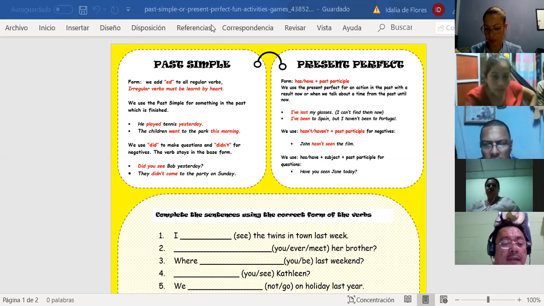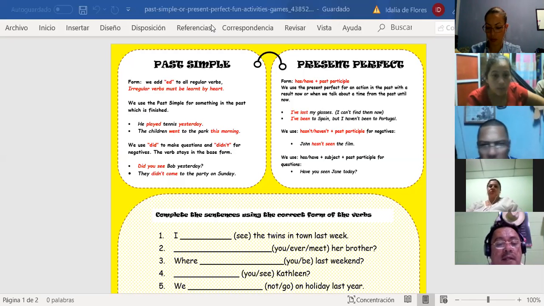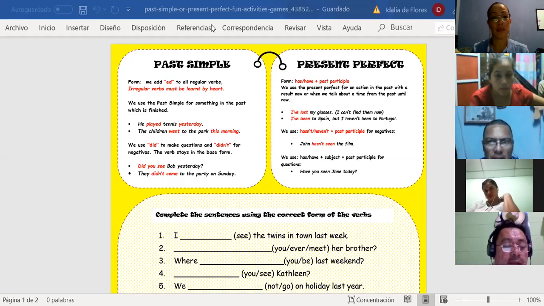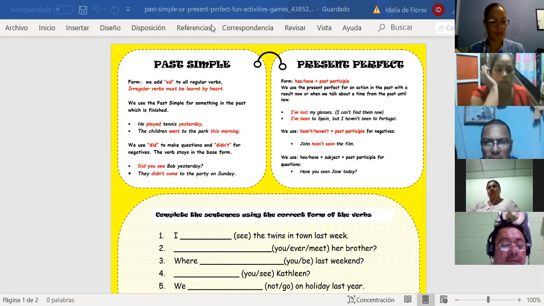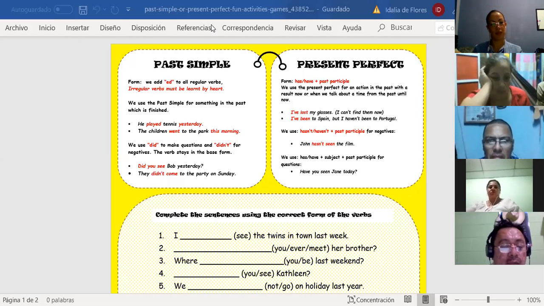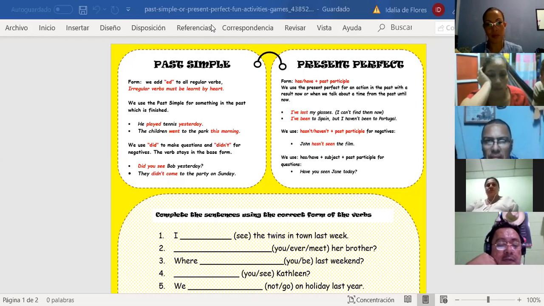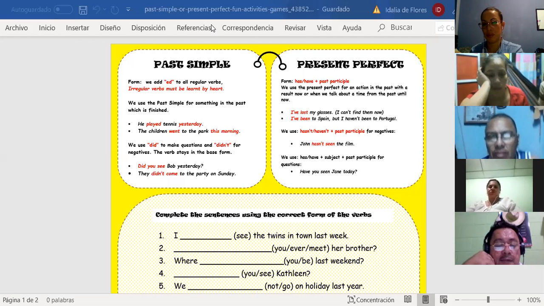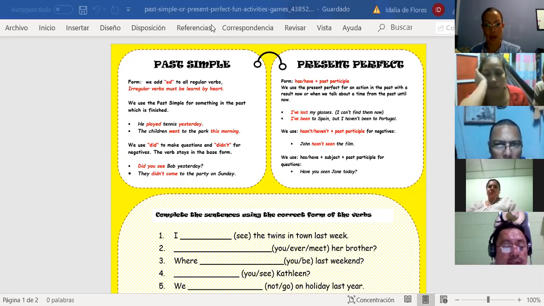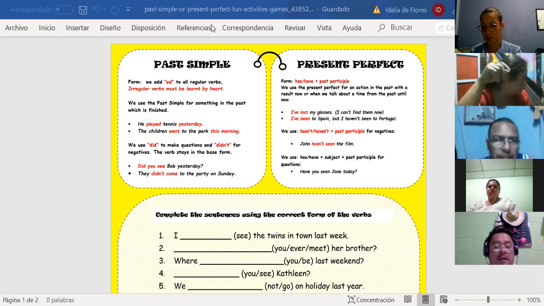Past simple. Form: we add -ed to all regular verbs. Irregular verbs must be learned by heart. We use the past simple for something in the past which is finished. Example: he played tennis yesterday. The children went to the park this morning. We use did to make questions and didn't for negatives. The verb stays in the base form. Example: Did you see Bob yesterday? They didn't come to the party on Sunday.